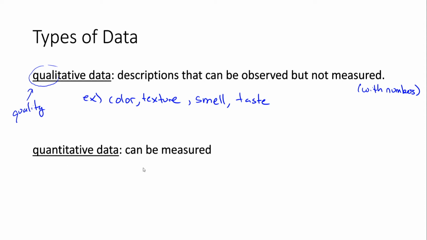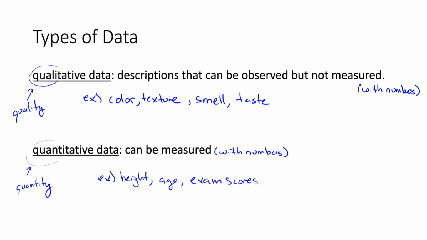Next, we have quantitative data, and these are things that can be measured, and again, with numbers. And this kind of has the word quantity in it. Some examples of quantitative data would be things like height, age, exam scores, temperature, cost, debt, anything that can be measured with a number.